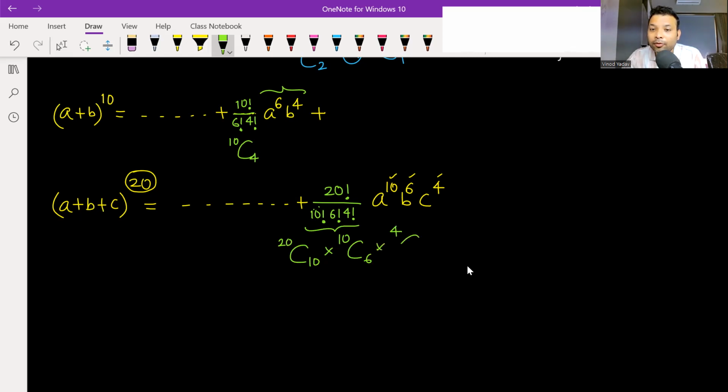And from the remaining 4 slots, just choose 4 slots. In short, there was no need of choosing only. By default, you will see 4 slots getting developed automatically. And if you solve this, in the end, from the same nCr formula, this is what will come: 20 factorial divided by 10 factorial, 6 factorial, 4 factorial.